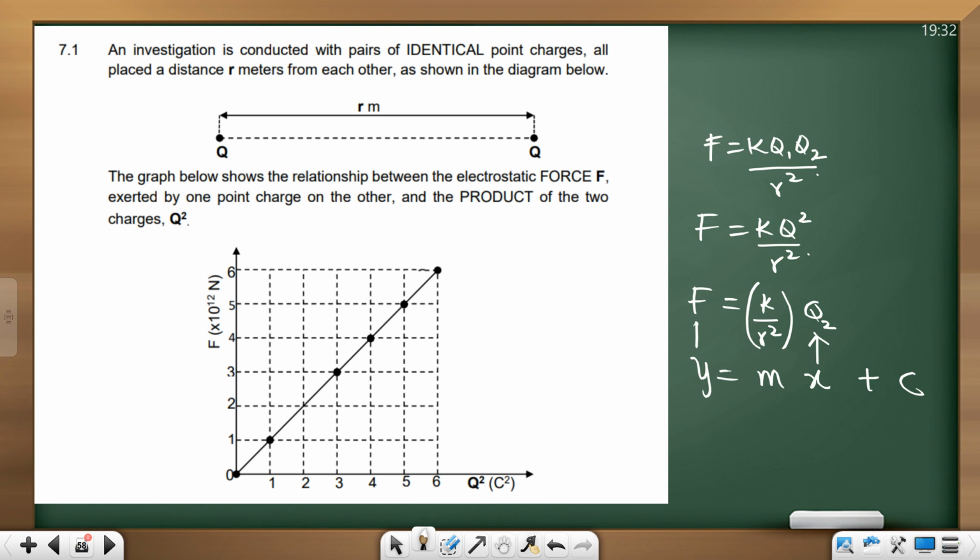Somebody's saying but there's no c. Check the graph. What is your c? 0. Y-intercept. So what's your gradient? k over r squared. I promise you they are going to tell us to calculate r. Gradient we can get from the graph by looking at any point here, Y2 minus Y1. What is k? It's a constant. What's the missing variable? r.